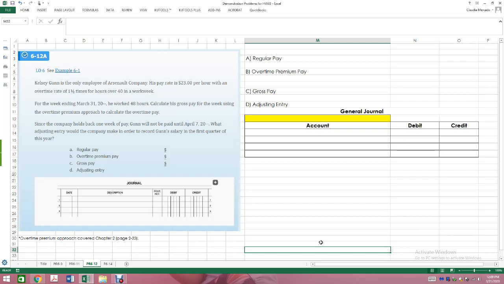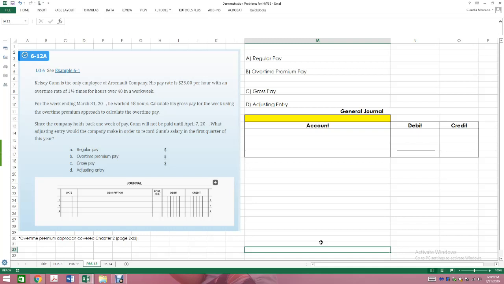Now they're asking us to calculate his gross pay for the week using the overtime premium approach. Very important to calculate the overtime pay. Since the company holds back 1 week of pay, Gunn will not be paid until April the 7th.